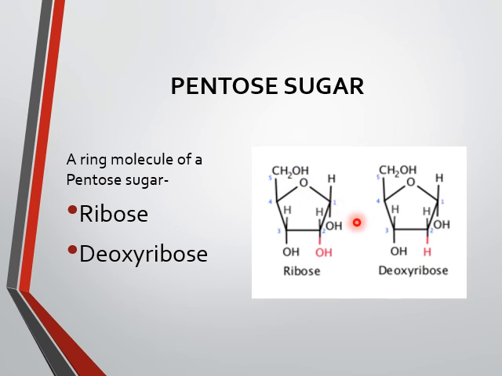Clear? So deoxyribose is again the pentose sugar, but you can see the difference in carbon number 2. In ribose, the carbon number 2 is having H and OH, whereas in deoxyribose, the carbon number 2 is having only H and H. Means one oxygen is less. The name is deoxy, means one oxygen lesser than the ribose. Both are pentose sugar because both are made up of 5 carbon compounds, but one oxygen is less in the deoxyribose and specifically at the carbon number 2.